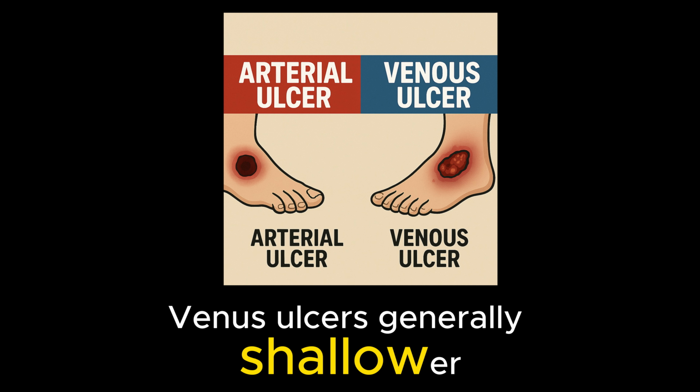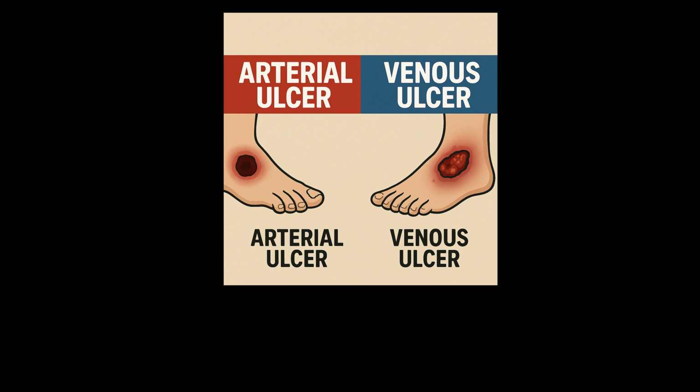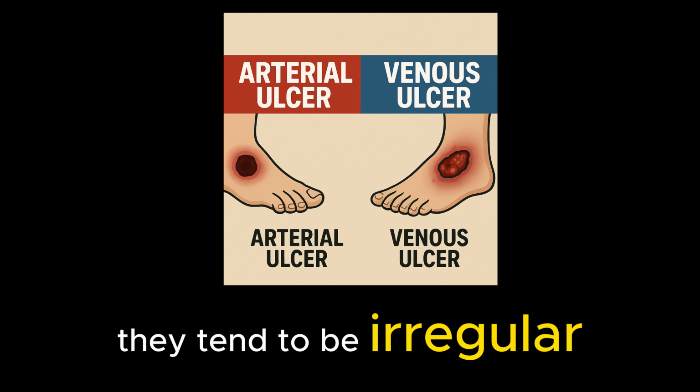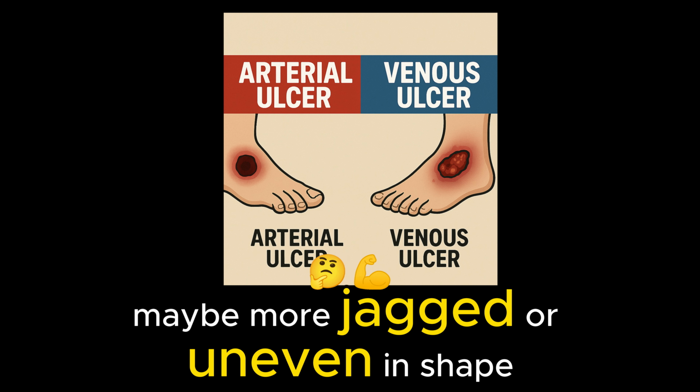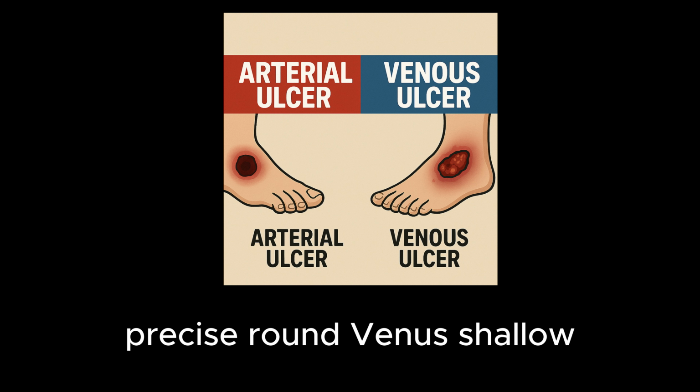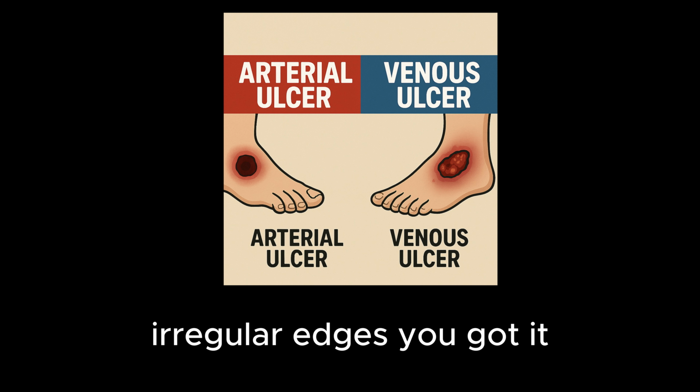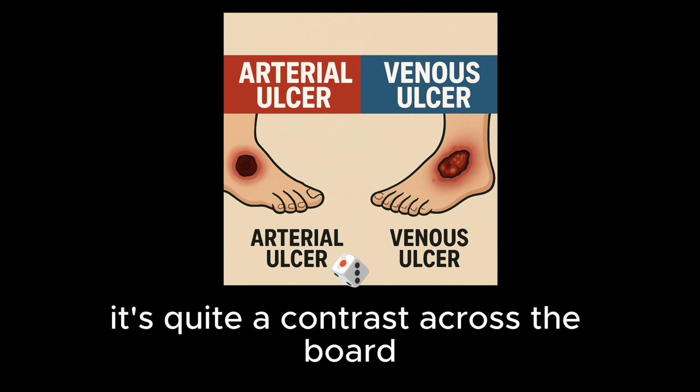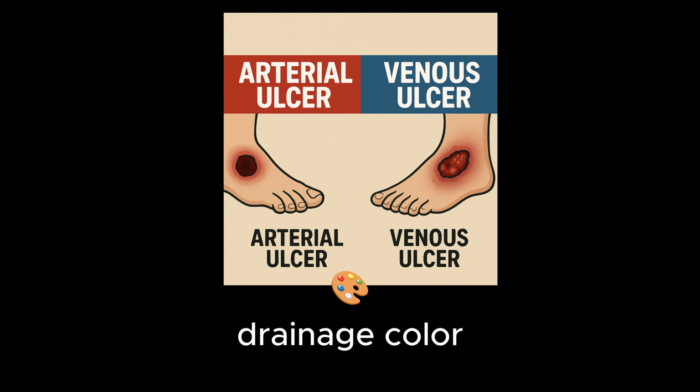Okay, venous ulcers. Generally shallower. And their edges are not neat and round. They tend to be irregular, maybe more jagged or uneven in shape. So the opposite again. Arterial, deep, precise, round. Venous, shallow, irregular edges. You got it. It's quite a contrast across the board, isn't it? Location, drainage, color, depth, edges.